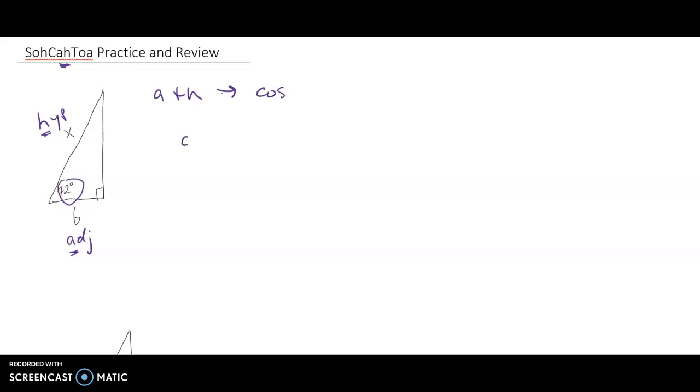I always do the sine, cosine, or tangent of an angle. So we're going to write cosine of 72 because that is our angle that we're working with. And then I set it equal to adjacent over hypotenuse. So I get cosine of 72 is the adjacent side, which is 6, and the hypotenuse is x.